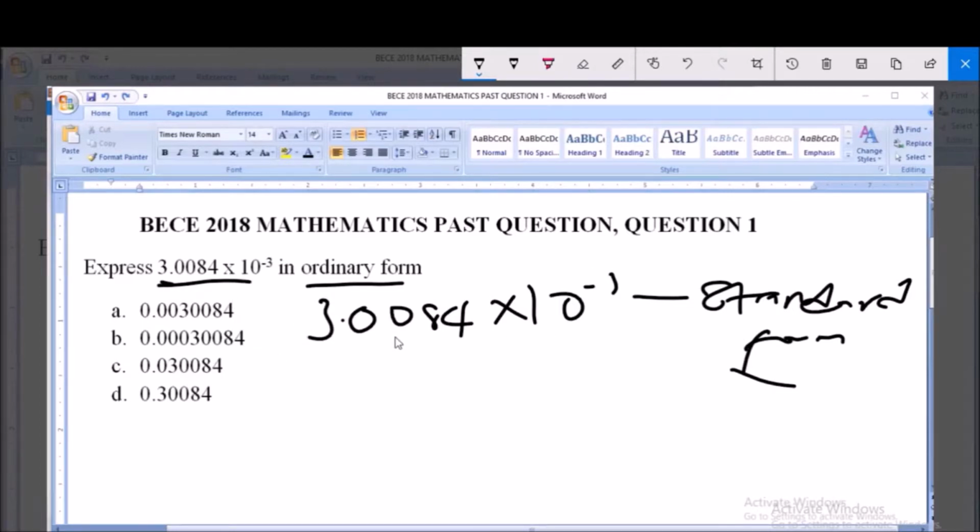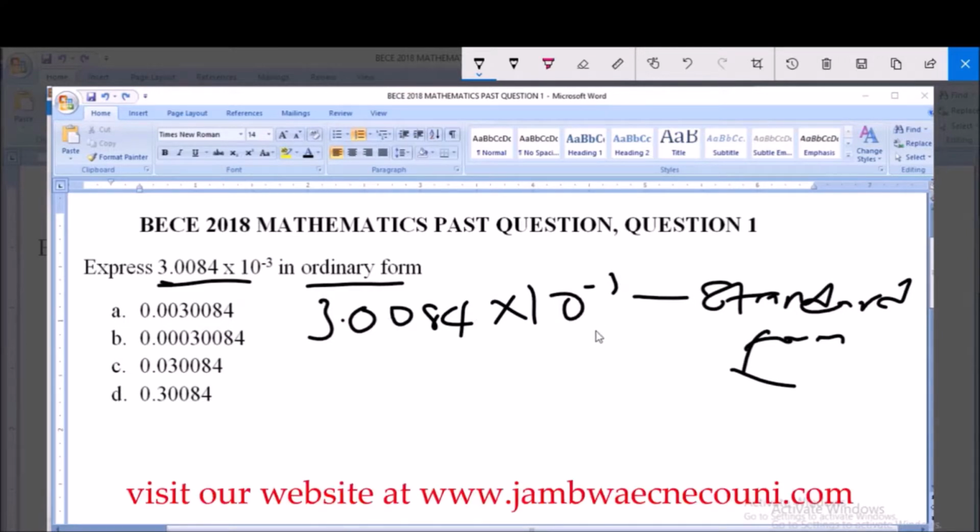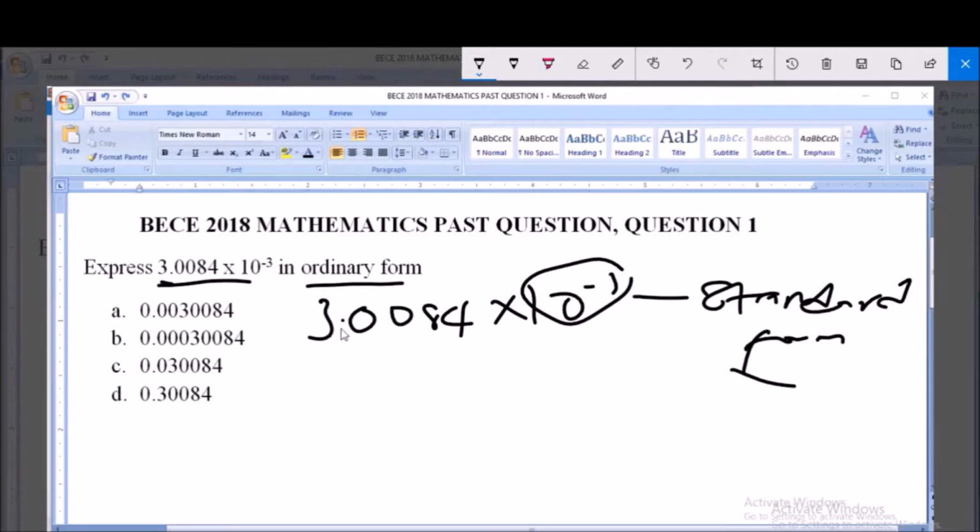Now the number is 3.0084 times 10 raised to the power of minus 3. The thing we are going to consider is 10 raised to the power of minus 3, which is our main concentration here. It means that the decimal point is not where it's supposed to be if you have to express this in ordinary form. And because this 10 is raised to the power of a negative number, the decimal point will move 3 places to your left.